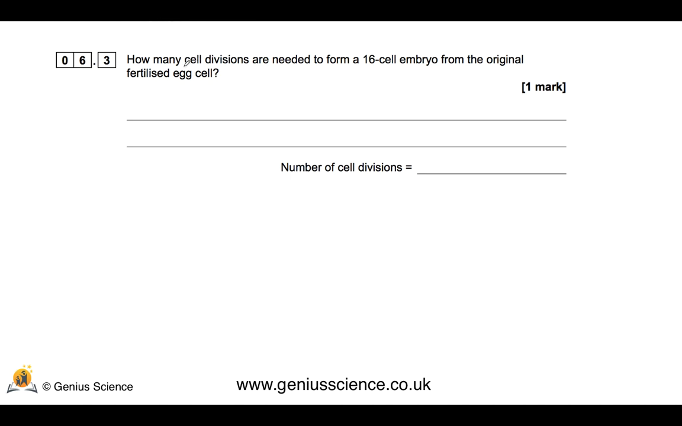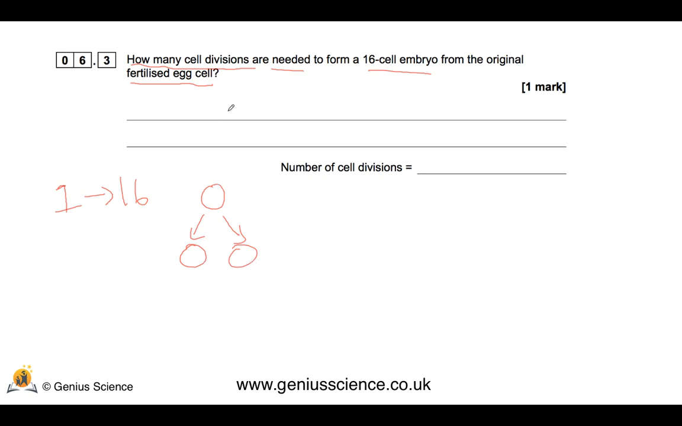Question 6.3 now. How many cell divisions are needed to form a 16-cell embryo from the original fertilized egg cell? So it's how many cell divisions does it take to get from one cell to 16 cells? Now remember, I said the cell division was mitosis, so what we end up with is one cell dividing to become 2 cells. Okay, so each cell produces 2 cells.